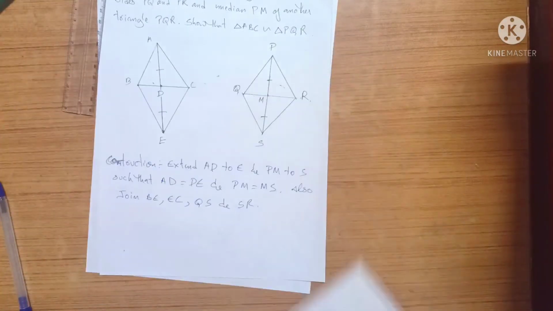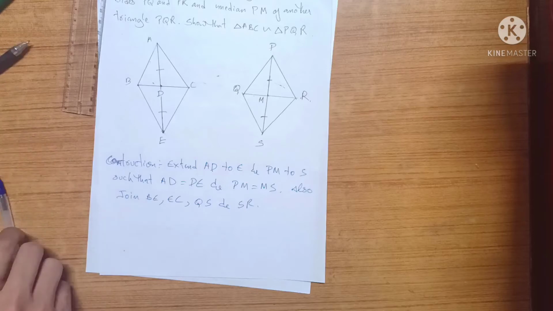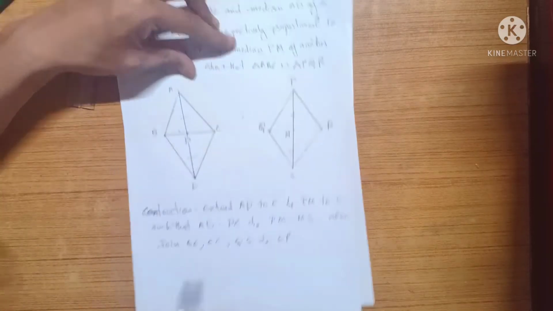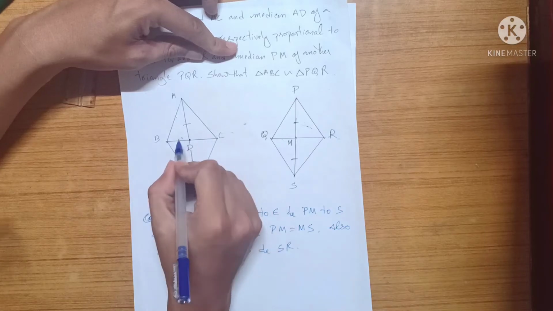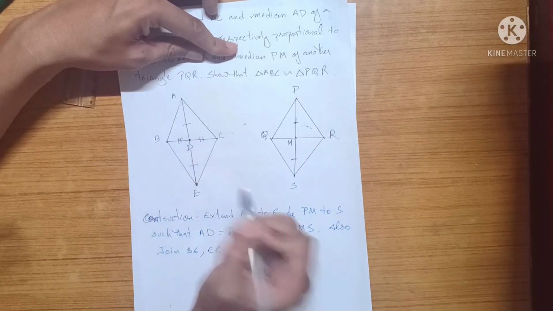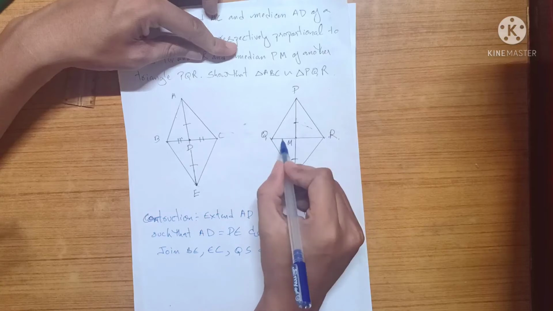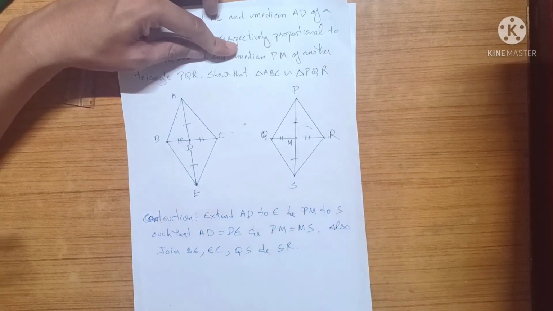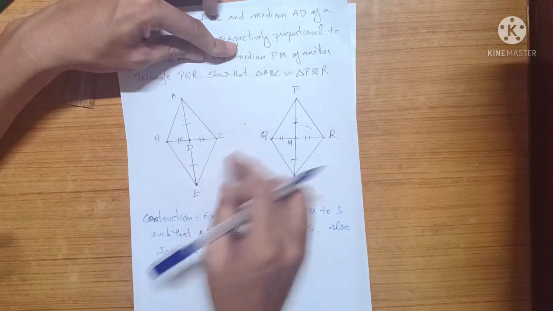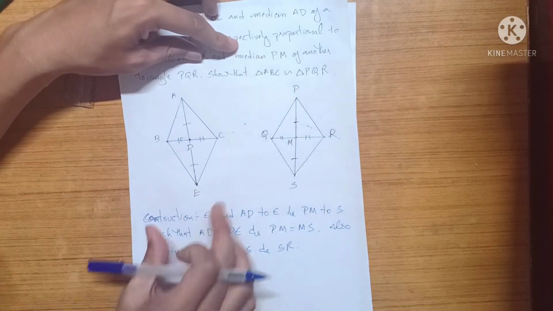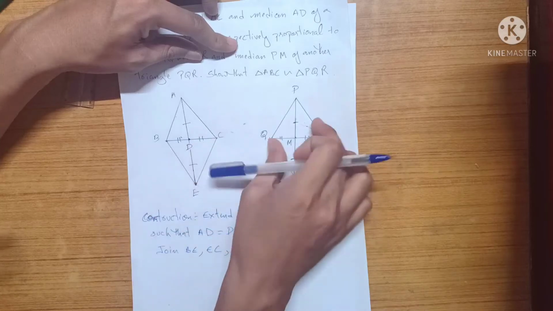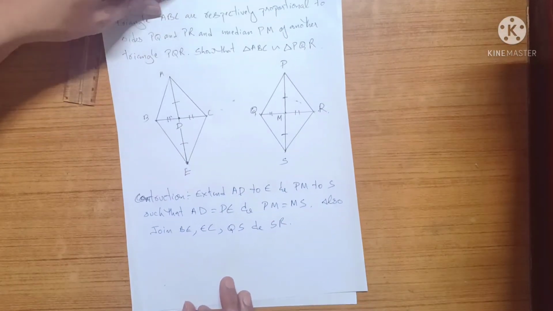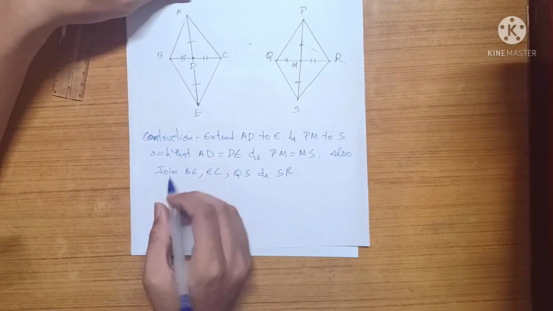Got it? So now back to the answer. I've already told you D is the midpoint of BC, which literally means this and this are equal. M is the midpoint of QR, so this and this are equal. But in our construction, we say this and this are equal, this and this are equal, which makes this a parallelogram, and this also becomes a parallelogram, right?